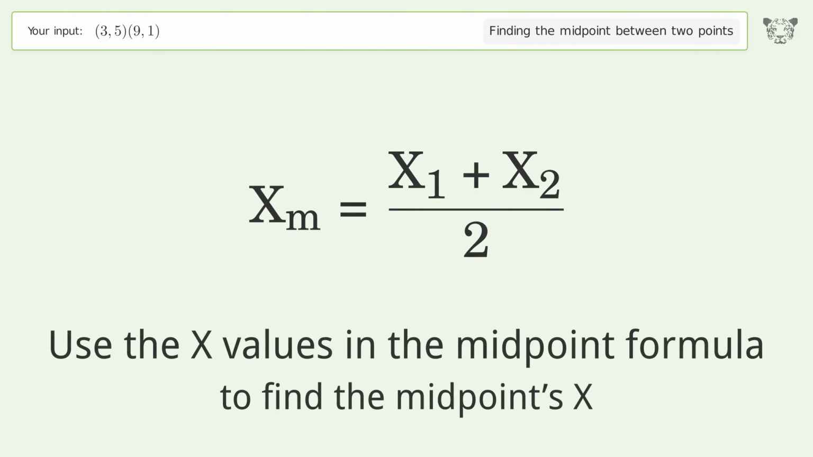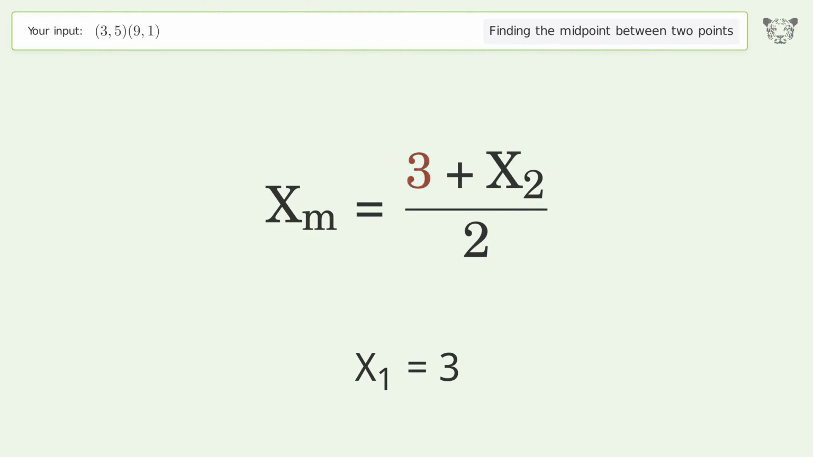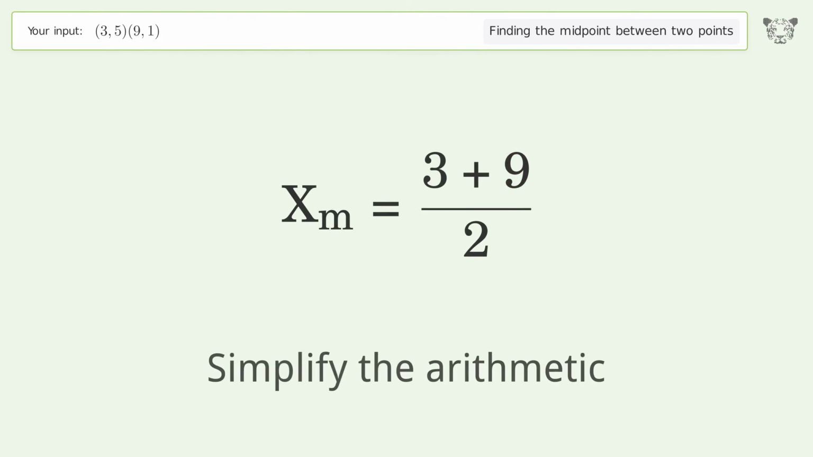Use the x values in the midpoint formula to find the midpoint's x. x1 equals 3. x2 equals 9. Simplify the arithmetic.